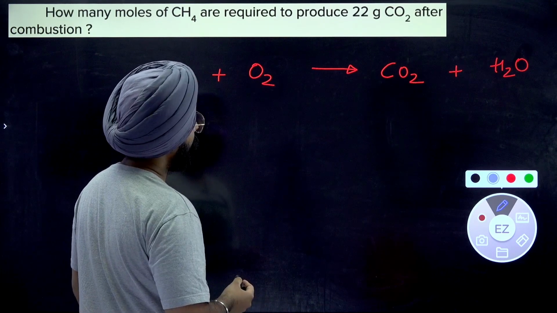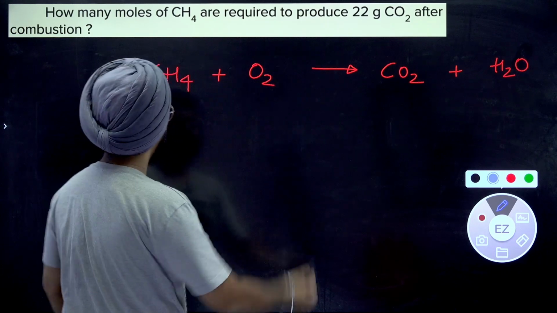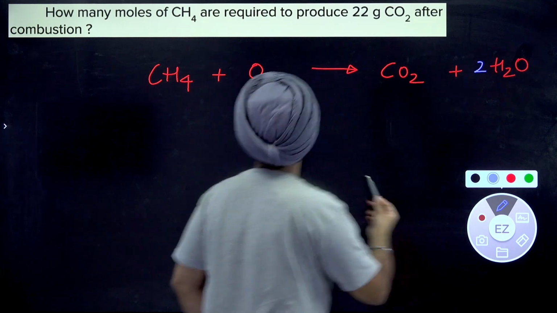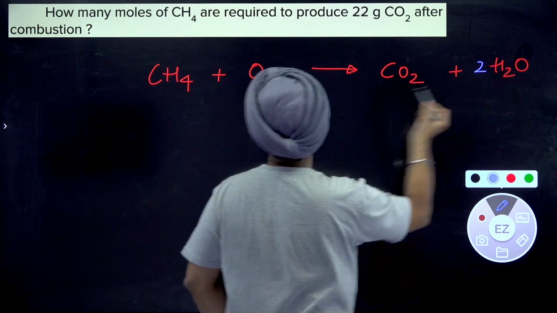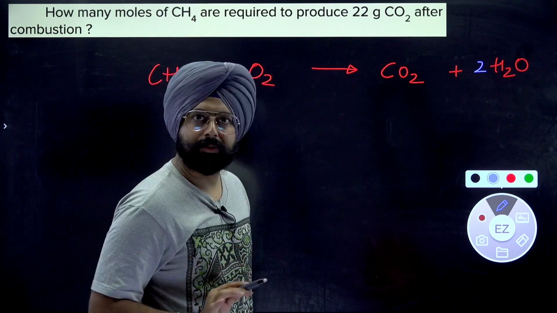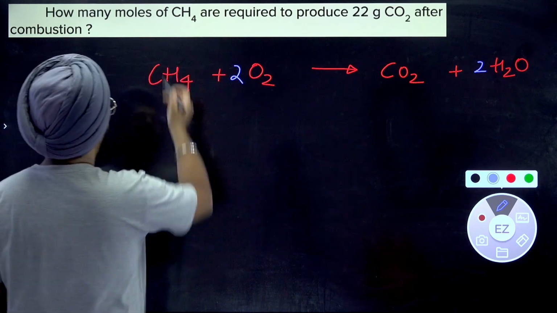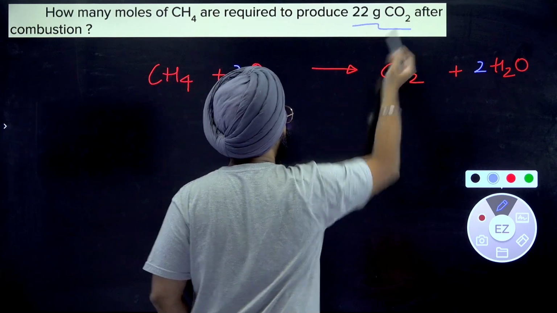So what do I do to balance the equation? Carbons are already balanced. Yeah, let's balance hydrogen. Let's put a 2 over here. So 4 hydrogen, 4 hydrogen. Hydrogen is also balanced. How many oxygens do we have? 2 plus 2, that is 4. So this is a nice balanced equation. So first step is to balance the equation. Okay. Second step is how many moles of CH4 are required to produce 22 grams of CO2.